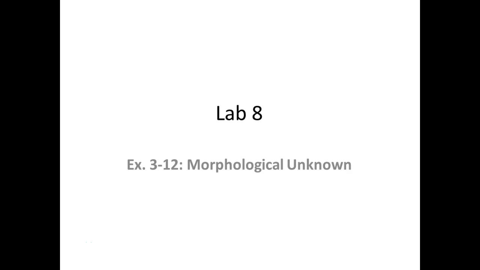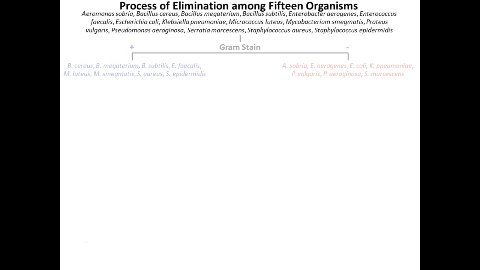So Lab 8, you guys set up to determine your unknown. Using different staining procedures will help you know the different morphological characteristics of your organism. So we have about 15 different organisms that we utilize in this lab. And one of the best ways to divide them basically in half is to do a gram stain.